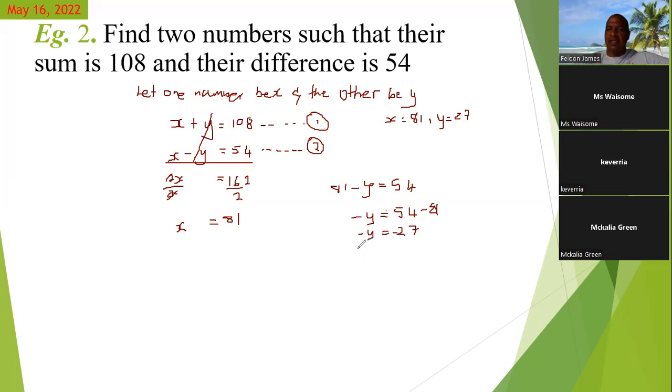So now we divide both sides by -1. Or if you want to say, you're dividing both sides by the negative. So if you divide both sides by -1, negative divided by negative gives you positive. So on the left-hand side, you get positive y. Also on the right-hand side, you get positive 27. All right, so that would be it for this one.